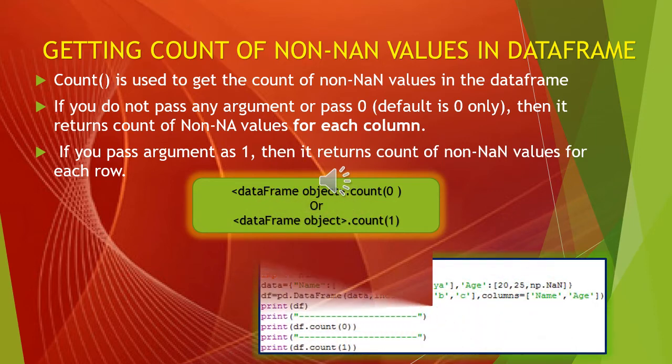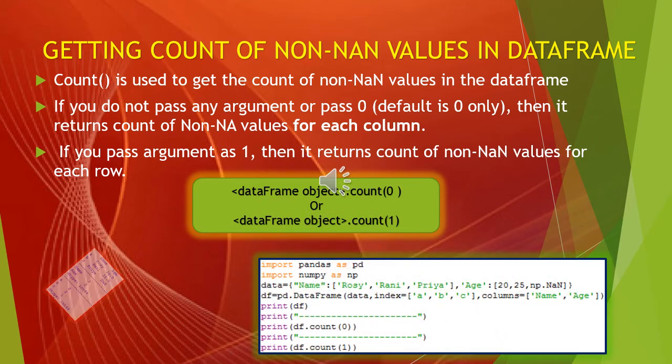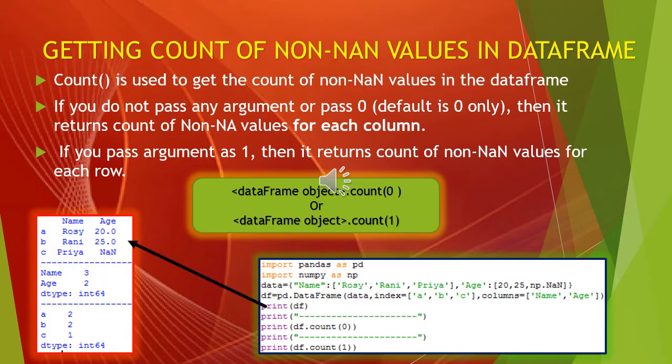So here the data frame object is df, and df dot count of 0 means count the non-null values for each column: name column 3 and age column 2, because it contains one not a number. And next, df dot count of 1 is passed, so it counts for each row. So one row contains 2 values, and another row contains Ronnie and then its age, and Priya is not a number, so it displays 1.